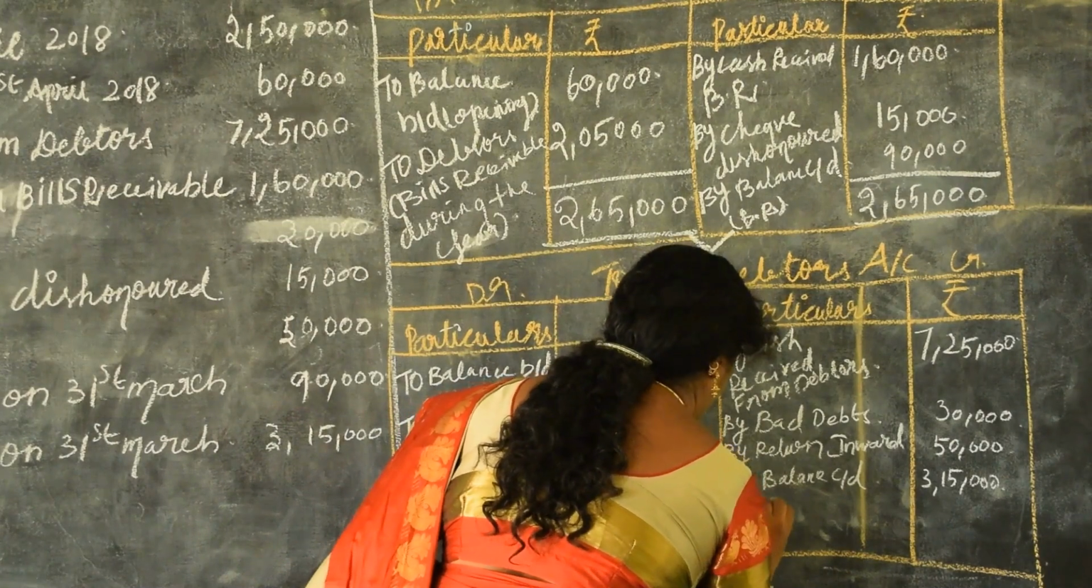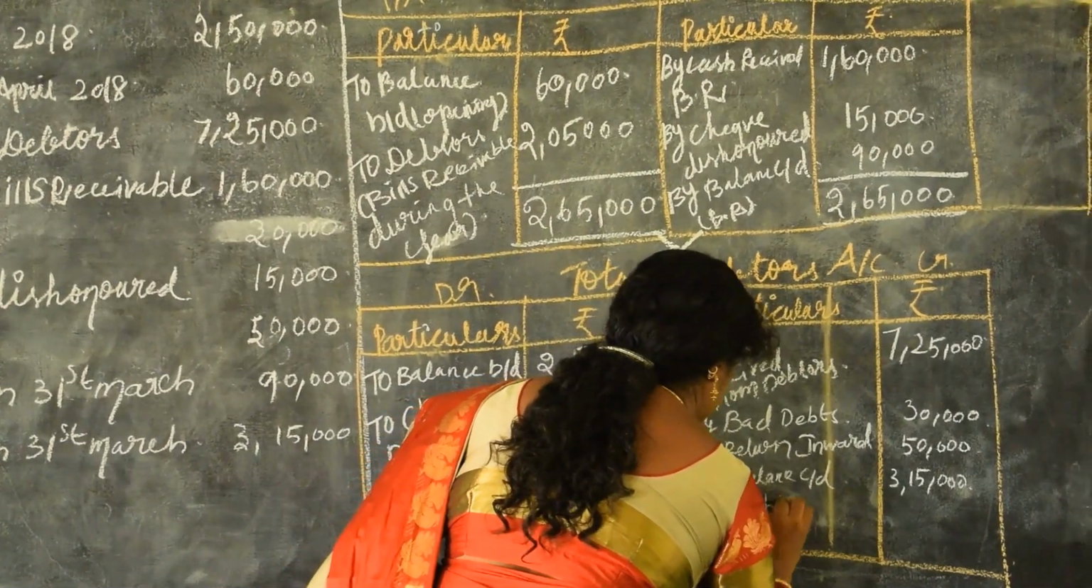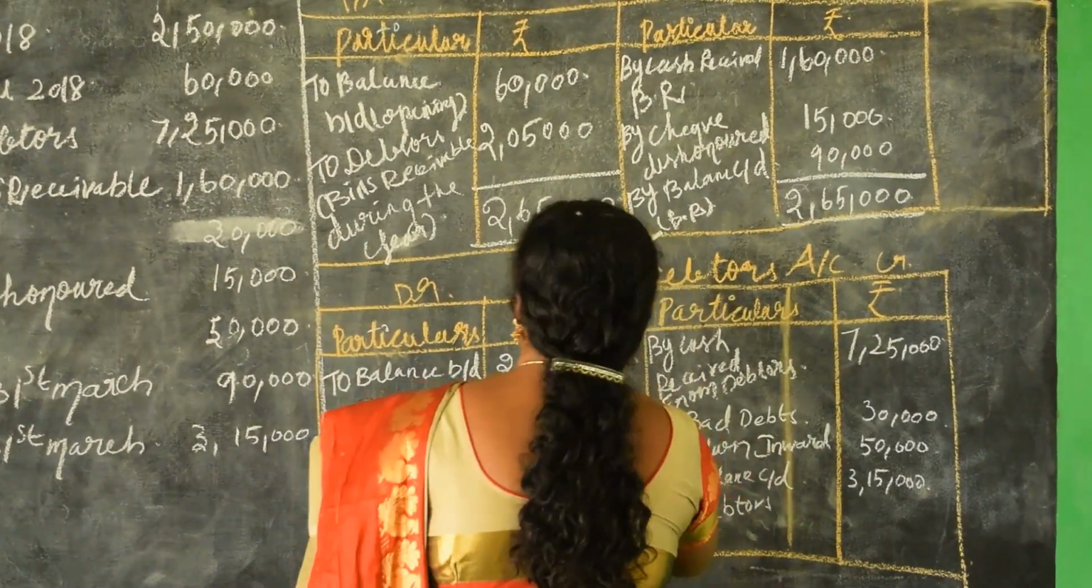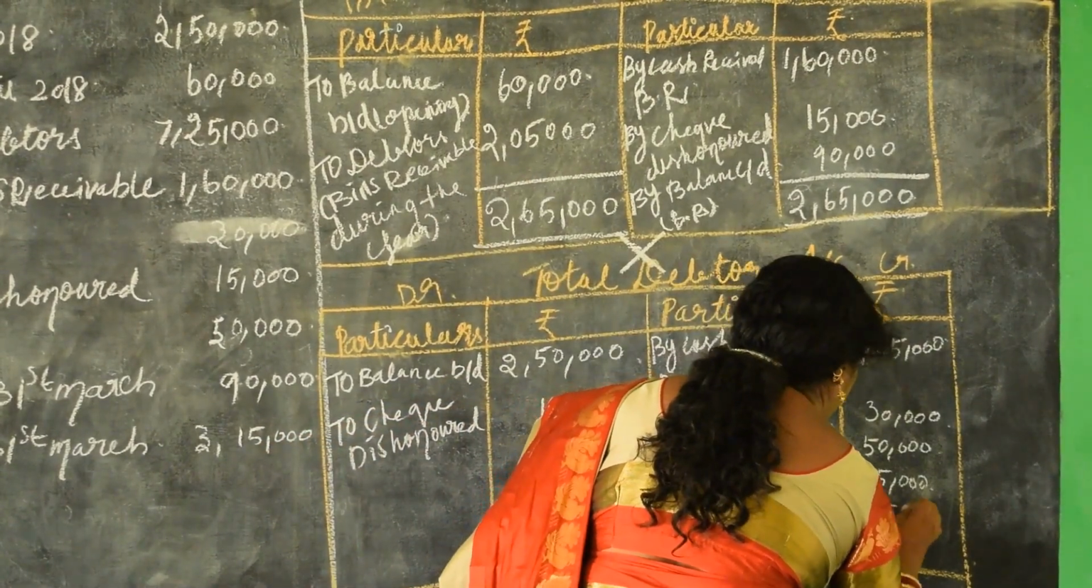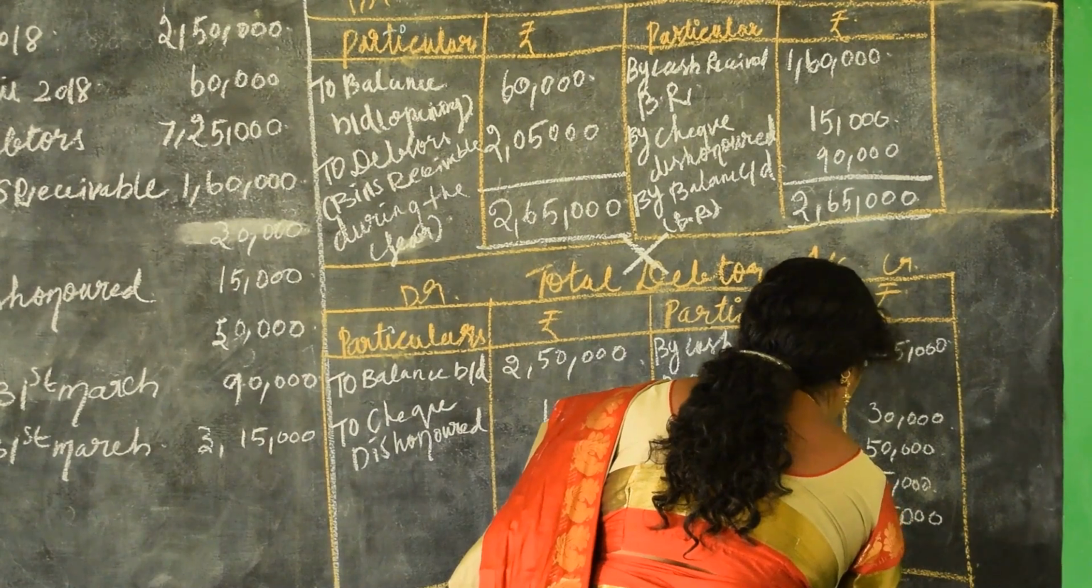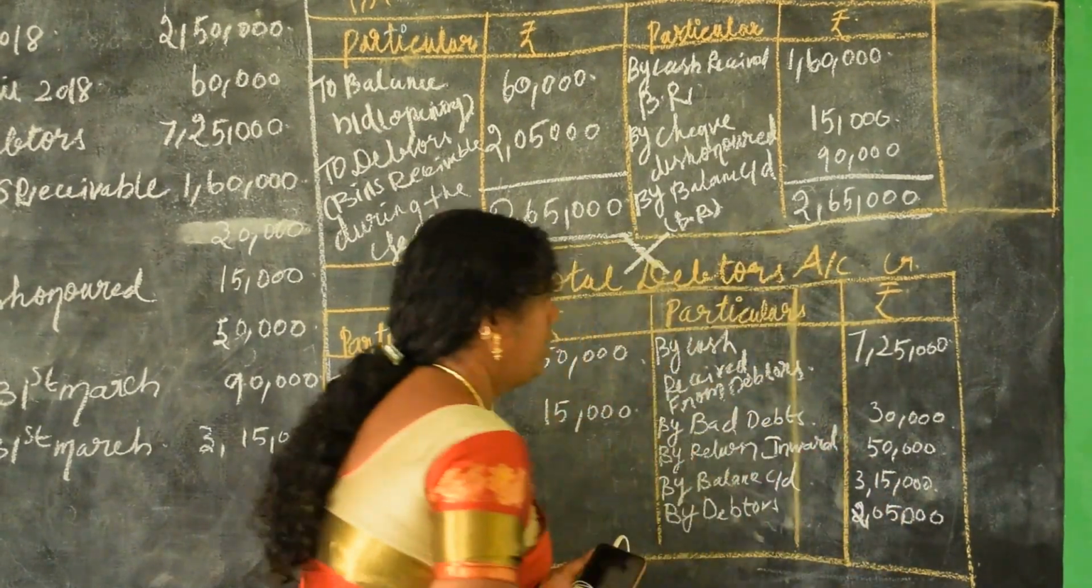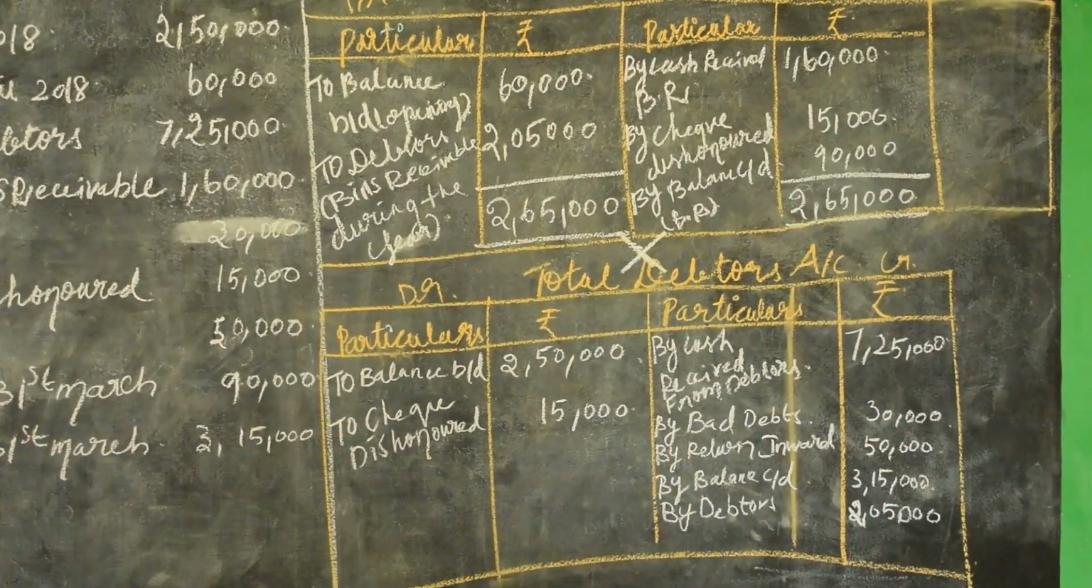The next, through the bills receivable we have found out two debtors, this cross. This debtor you have to write here by debtors, 2,05,000. One more time, check all the values.